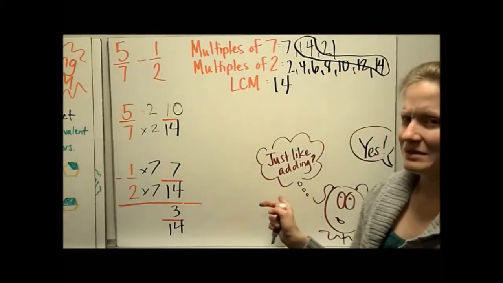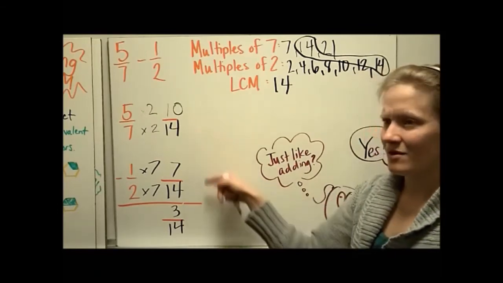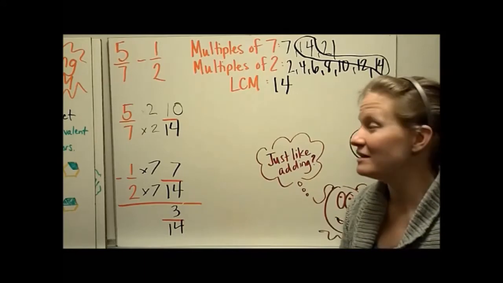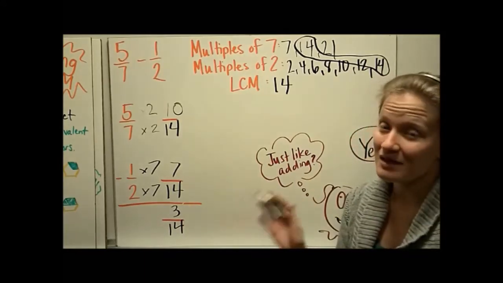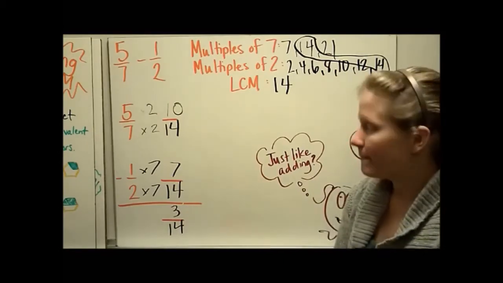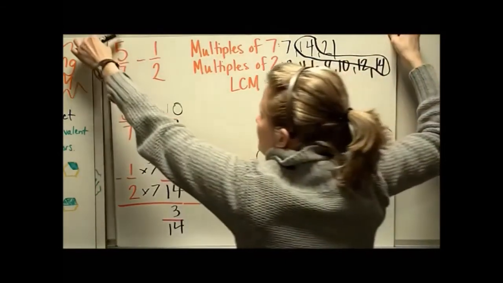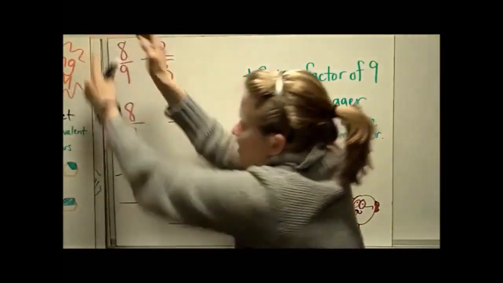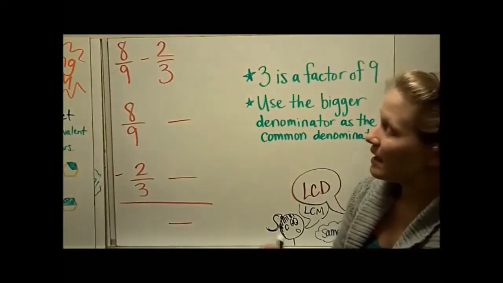So my answer to the original problem is 3/14. And you might be thinking, isn't this just like adding except for the very last step? And the answer is yes. When you are subtracting fractions with unlike denominators, it's the exact same thing as adding. Just when you get to the last step, make sure you subtract instead of add.